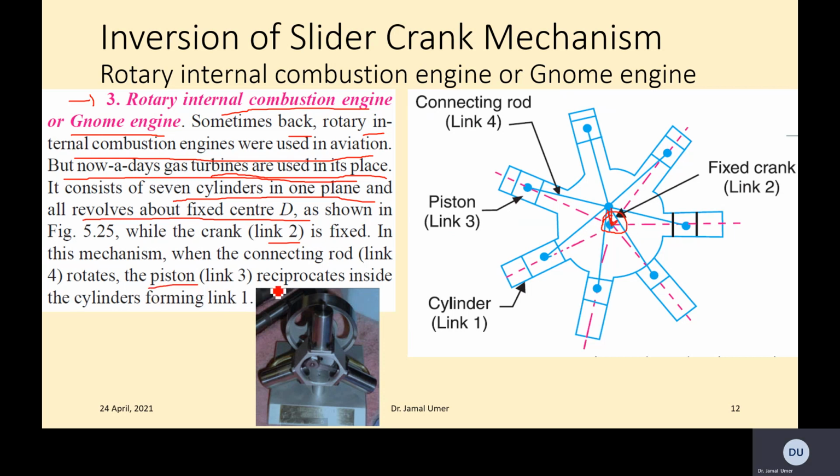While the crank link 2 is fixed in this mechanism, the connecting rod link 4, so this one, you see we got one of these connecting rods, and two cylinders are connected together like that. The connecting rod link 4 rotates, and the piston link 3 reciprocates inside the cylinder, forming link 1.